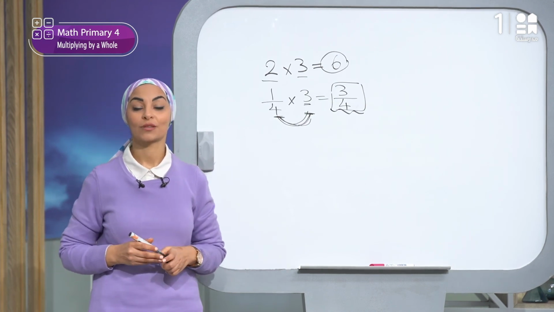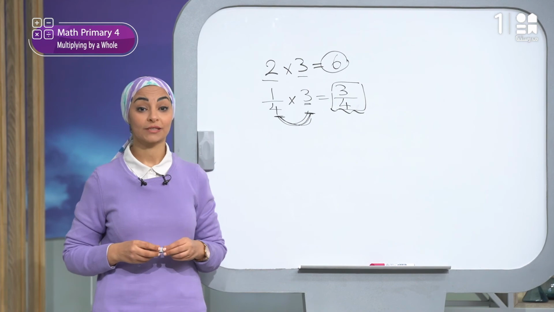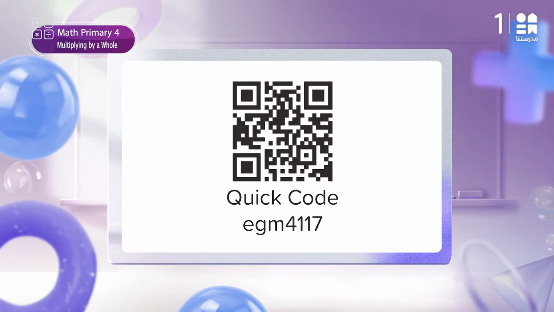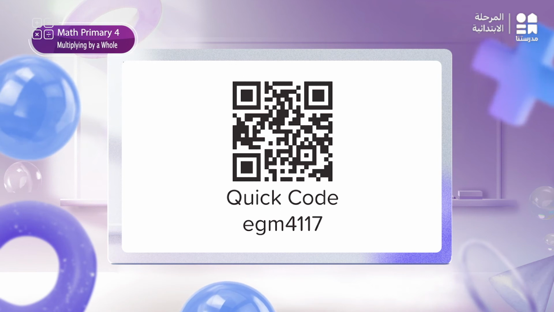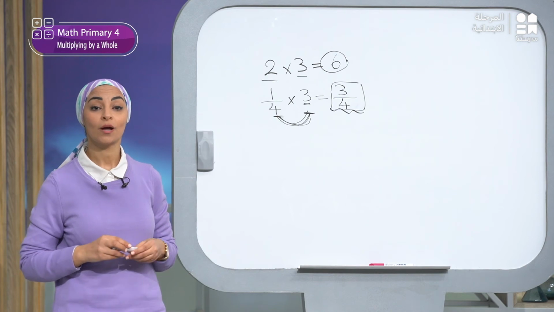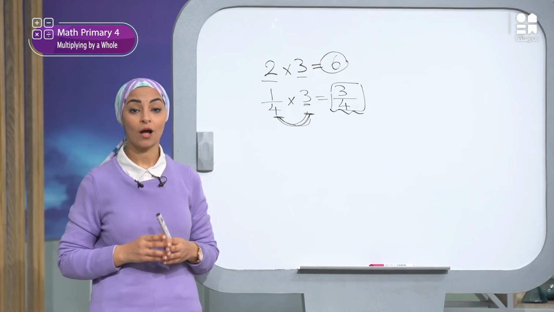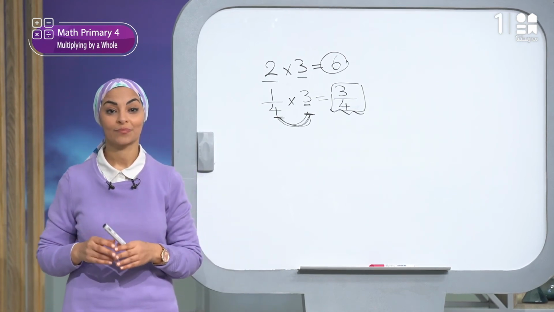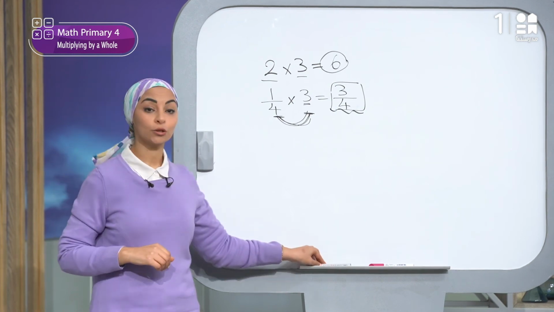And now you can head to the practice part and check your understanding by scanning the code found at the beginning of the lesson on page 55 or the one shown here on the screen, which will direct you to your math textbook on the Egyptian Knowledge Bank. Here, let's see the problems all together on the board.